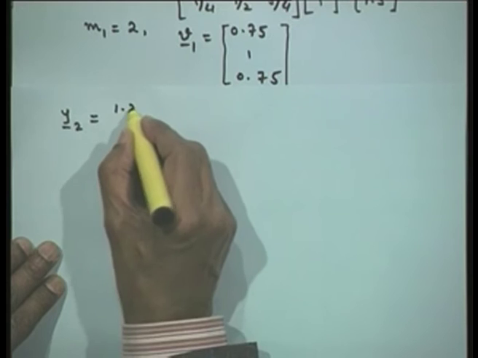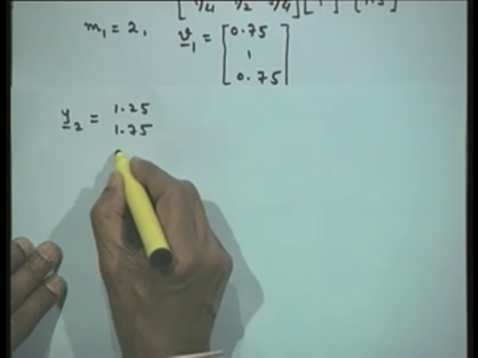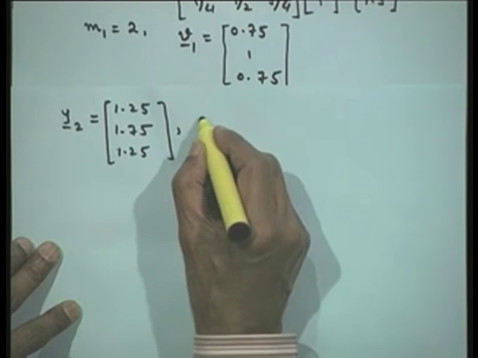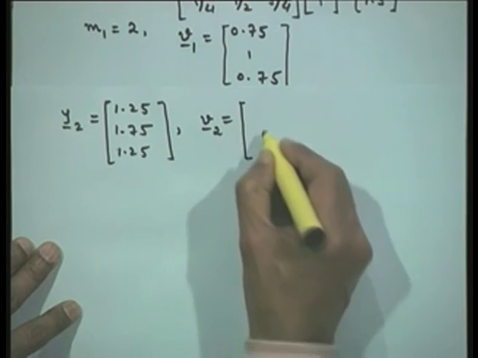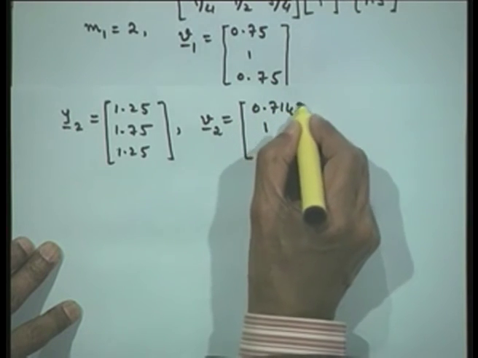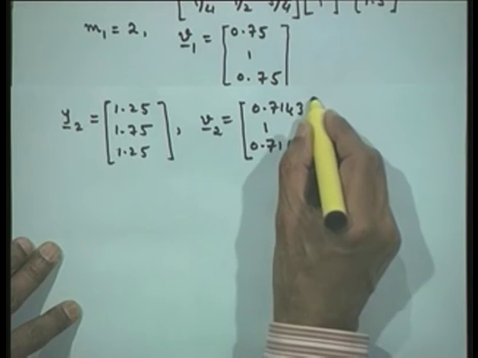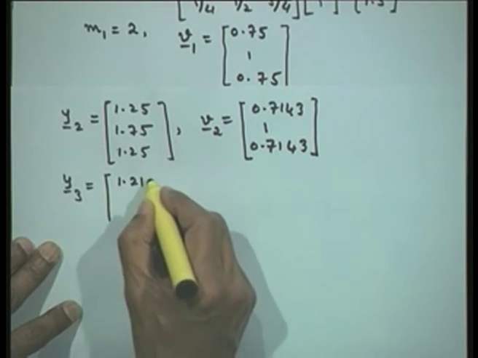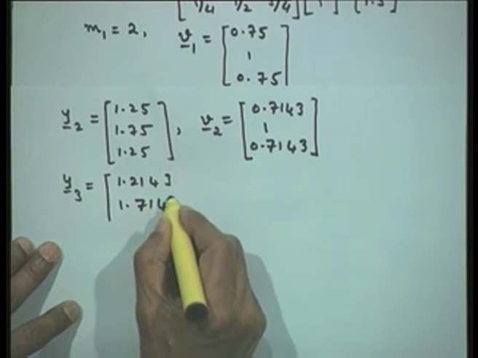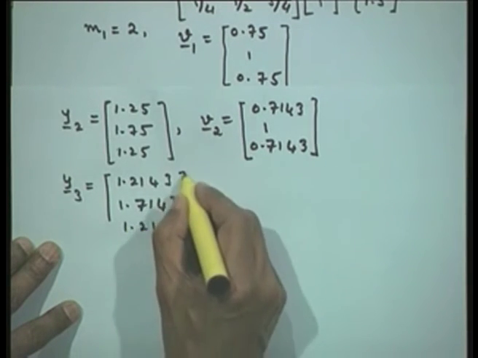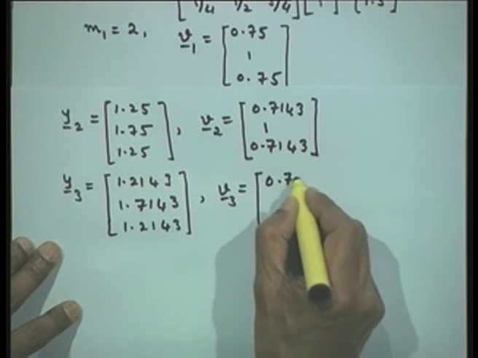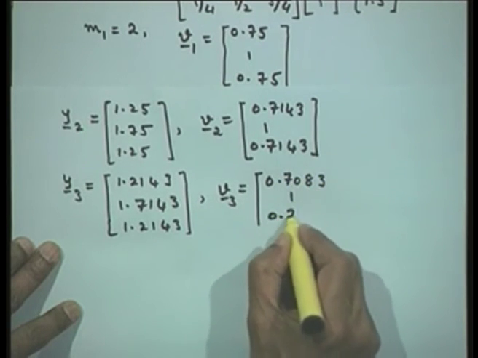Now I get the remaining iterates, I will give you the remaining iterates. Y2 comes out to be 1.25, 1.75, 1.25, and V2 is 1.7143, 0.7143, and y3 is 1.2143, 1.7143, 1.2143, and V3 is 0.783, 0.783.